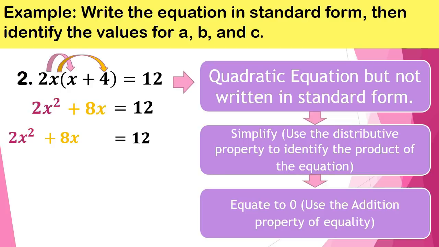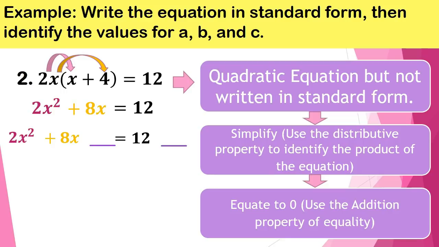Since we're using addition property of equality, it will become 2x squared plus 8x equals 12. As you can see, we have here a blank space. So, dyan natin ilalagay ang value na gagamitin natin to cancel out 12 to the right side of the equation and to put the value to the left side of the equation too.